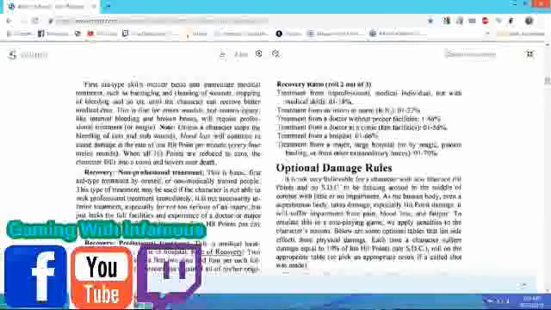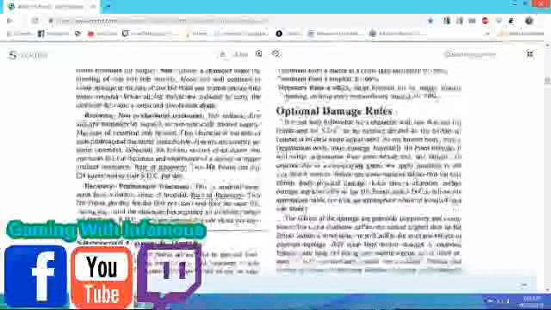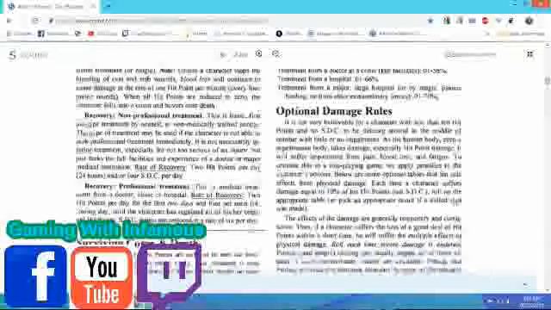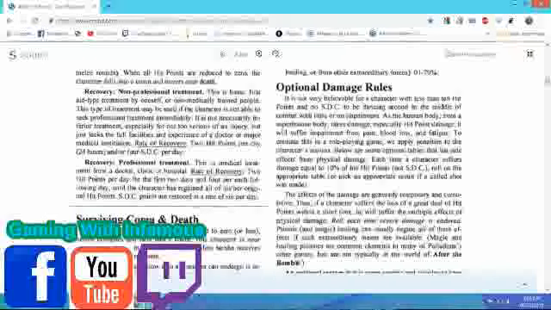Note, unless a character stops the bleeding of cuts and stab wounds, blood loss will continue to cause damage at the rate of 1 hit point per minute, every 4 melee rounds. When all points reach 0, the character falls into a coma and hovers near death.